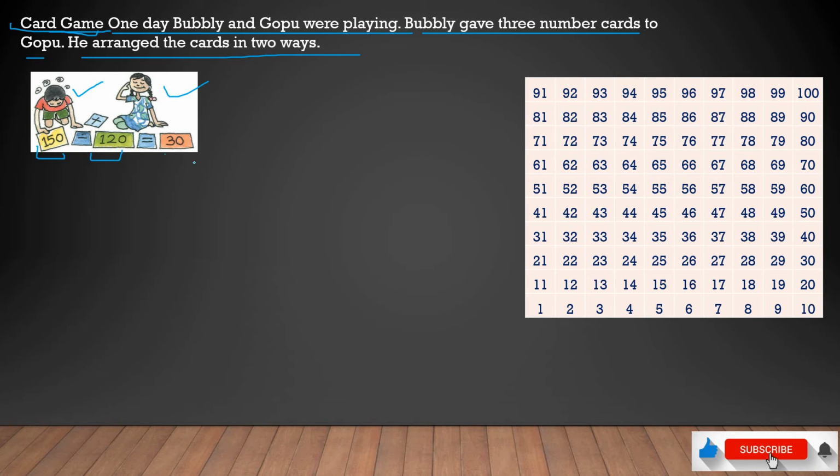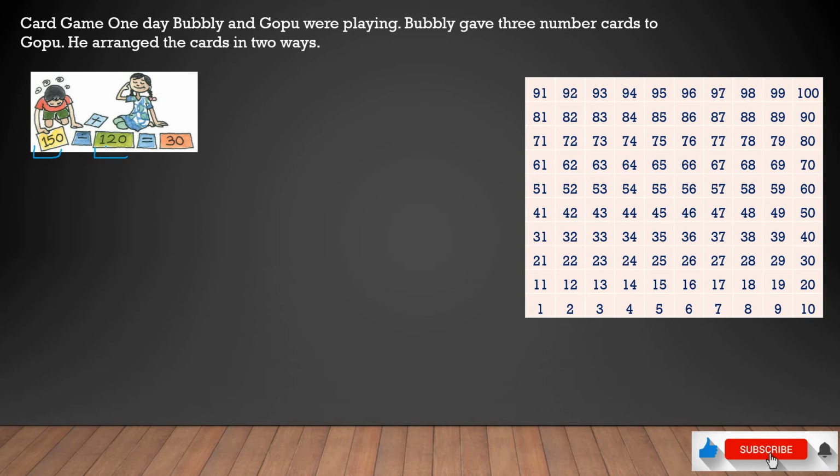150, 120 and 30. These images are picked from the NCERT site, and some of the images were also picked from the Pixel site. So thanks to those sites. Credit goes to these sites for these wonderful images. So let's see how to arrange these cards.